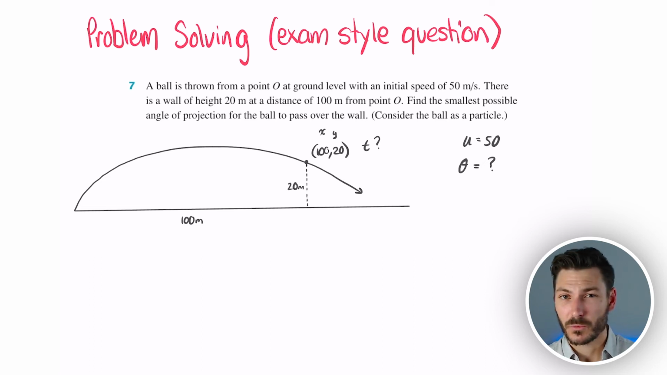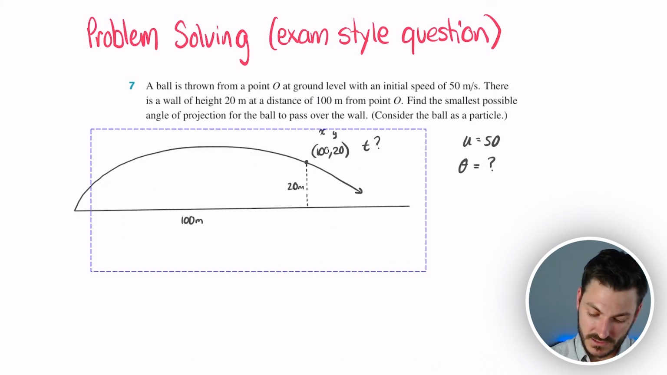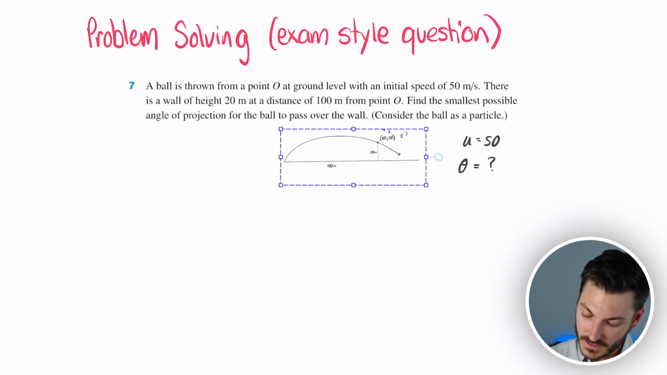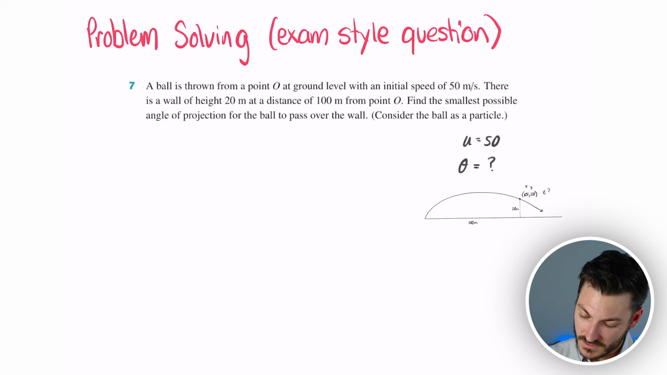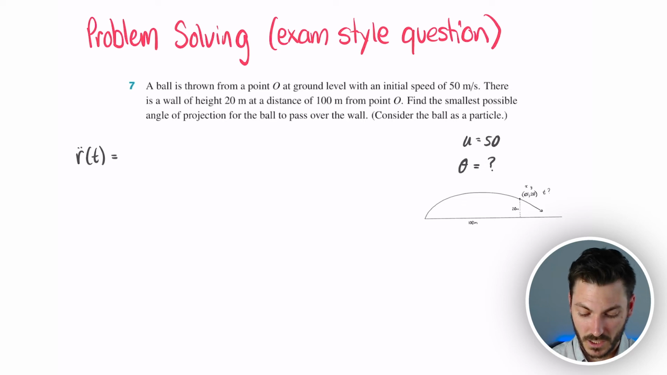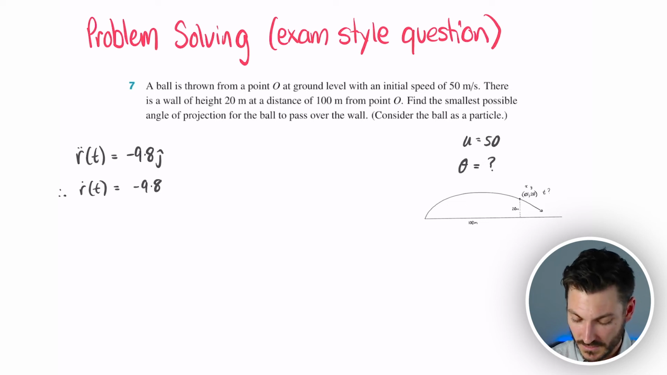Okay, let's just start with, well, if I've got a position in time, I should probably get my position vector. So I'm going to make this diagram a little bit smaller. Pop it over here to the side, and let's just start with the fact that if it's projectile motion, r double dot of t must be negative 9.8 j. And therefore r dot t is equal to negative 9.8 t j plus c1.